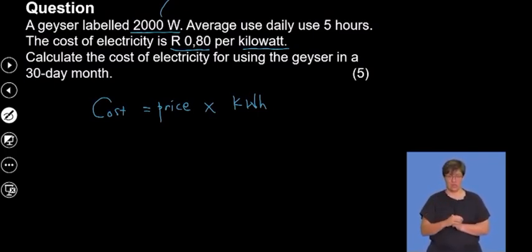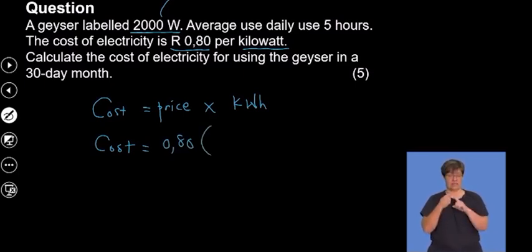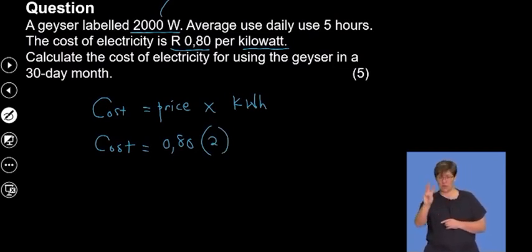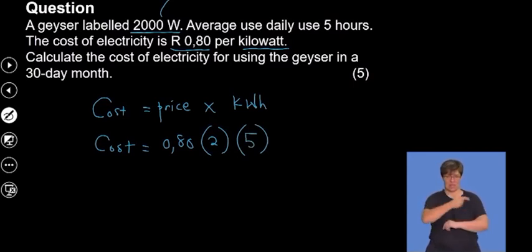So in this case, cost is equal to the 2 kilowatts, but the price given is 80 cents, which is 0.80. How many kilowatts are there? It's 2. The 2 comes from the 2,000 watts, multiplied by the amount of time that you use per day, and how many days we have in that month. If per day is 5 hours, in a 30-day month we have to multiply by 30 days.